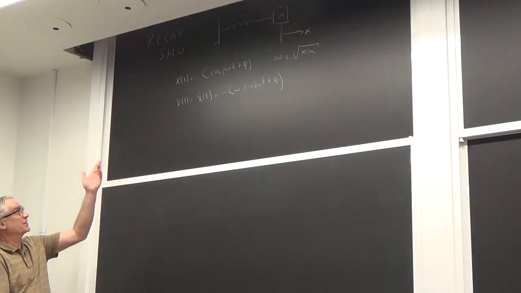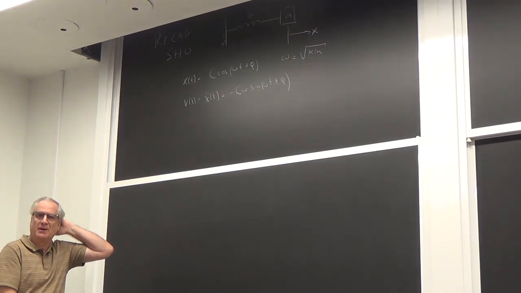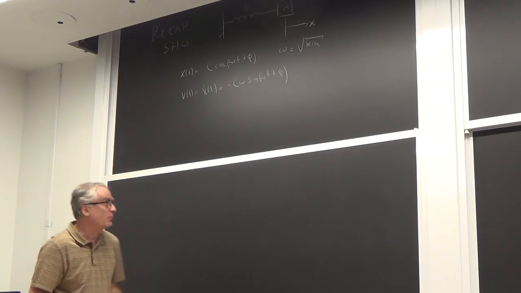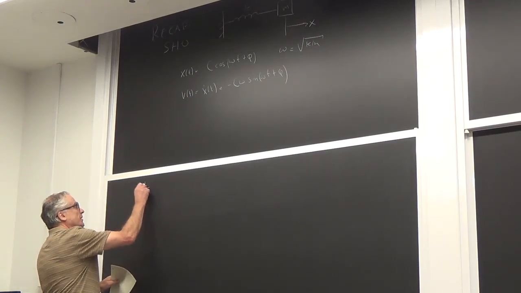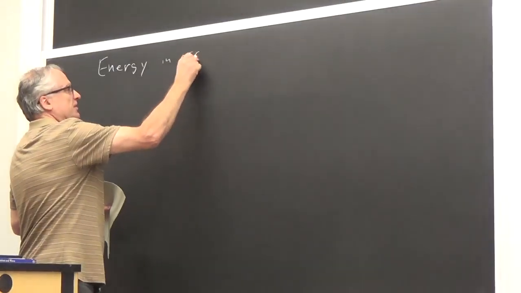So I just have the mass of the spring and a recap of what the solution to the equation of motion is there, just to remind us and make use of it here. I want to think a little bit about energy in our oscillator.